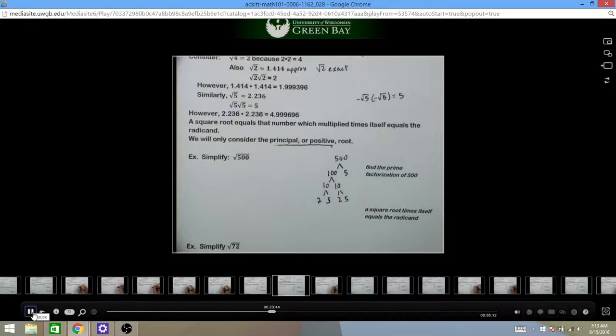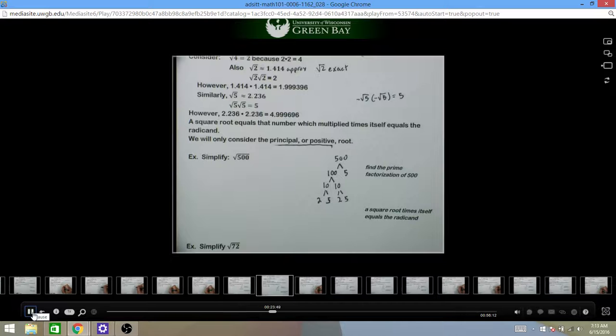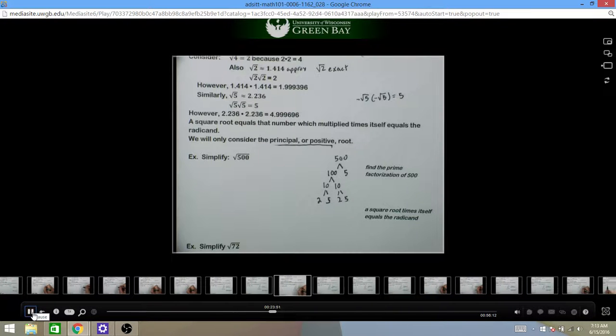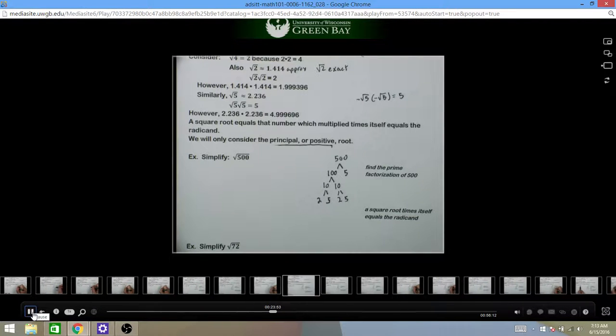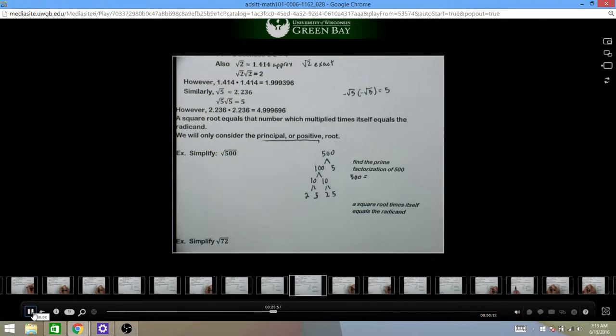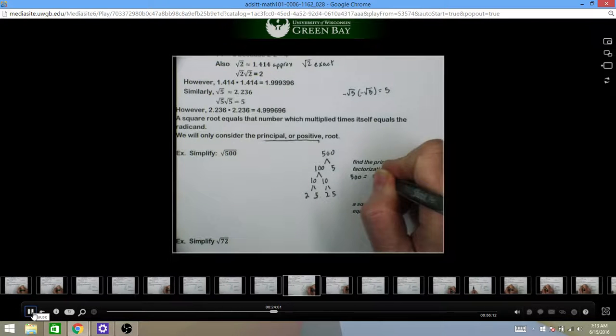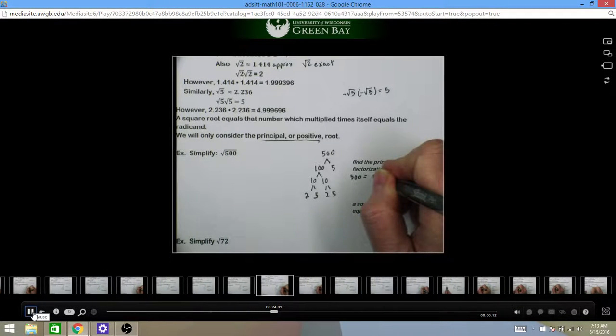Each number only has a single prime factorization. So when you get to the ends of your branches, everybody's prime factorization will be the same, even if you started out with 50 times 10 instead of 100 times 5. You'll get the same prime factorization at the end. So what do we have? We have 2 times 2 times 5 times 5 times 5.